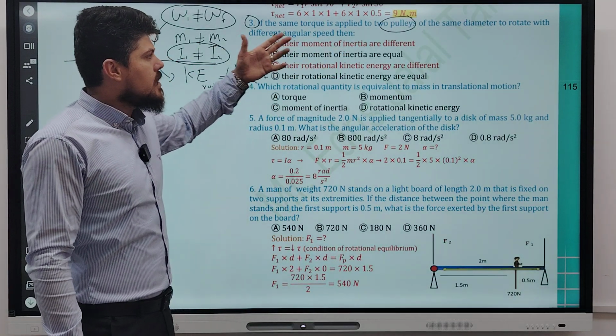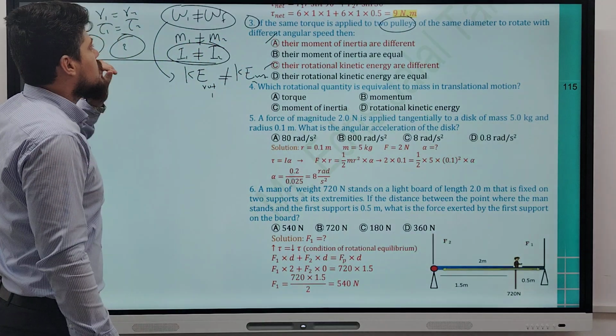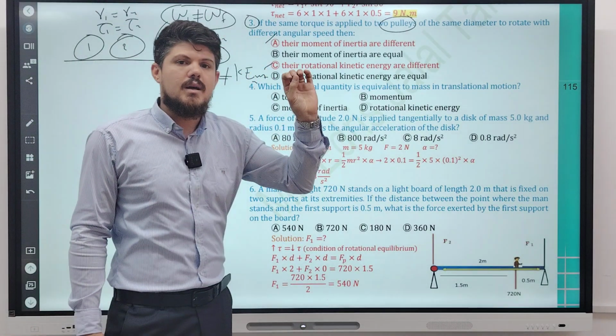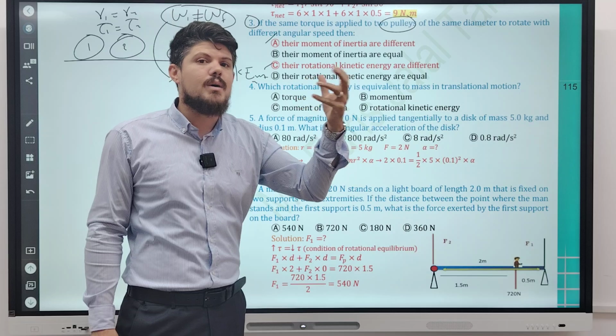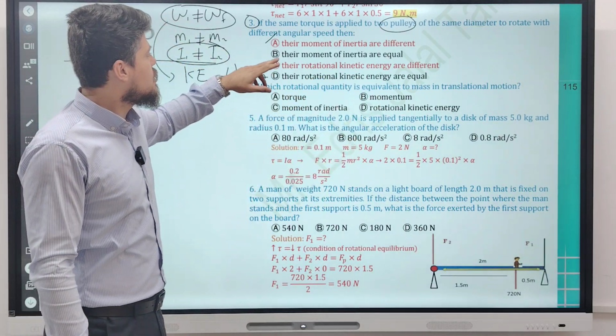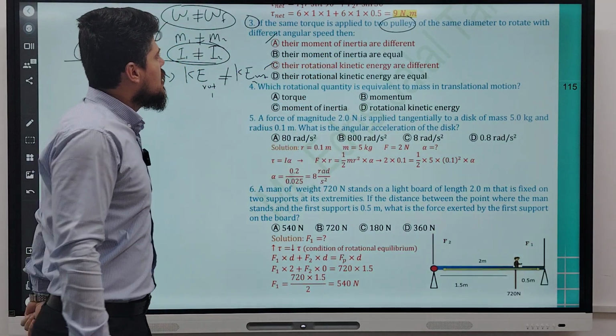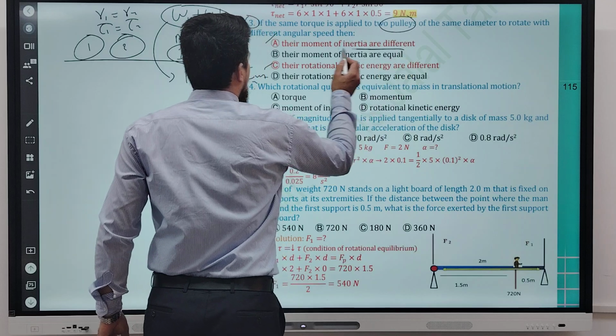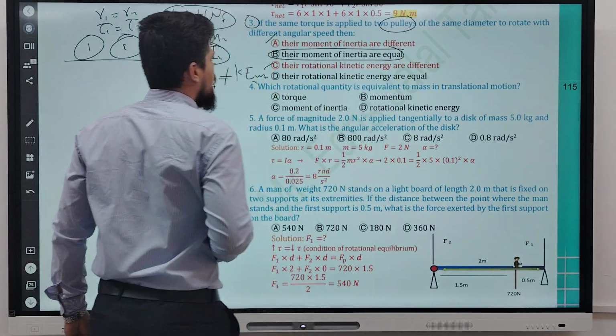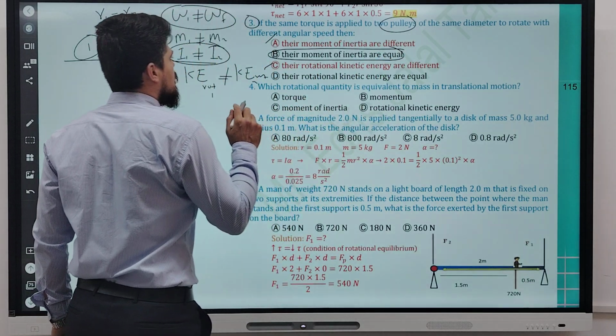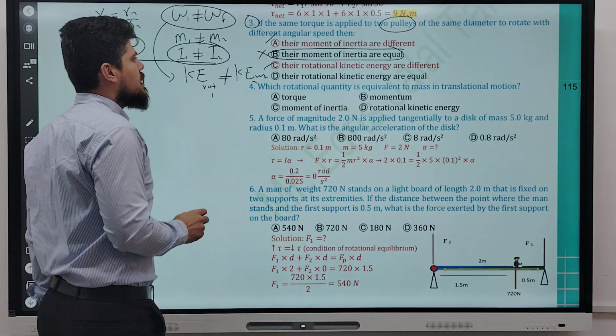Their moment of inertia are different? Yes, of course. Why? Because the question mentioned only the radius the same, the diameter is the same, not the mass, okay? So their moment of inertia are equal? No, their moment of inertia is not equal, okay? So that is why this is incorrect.